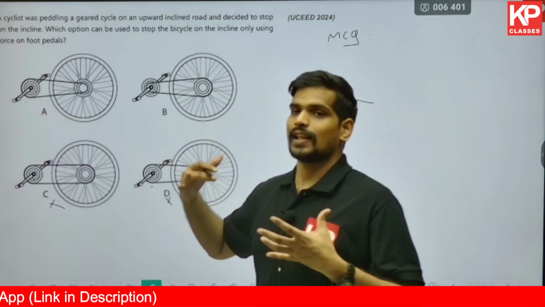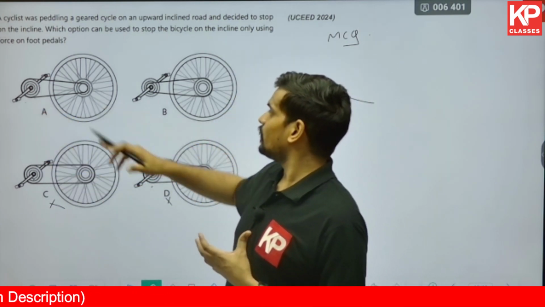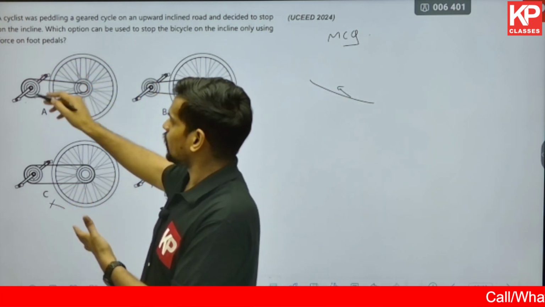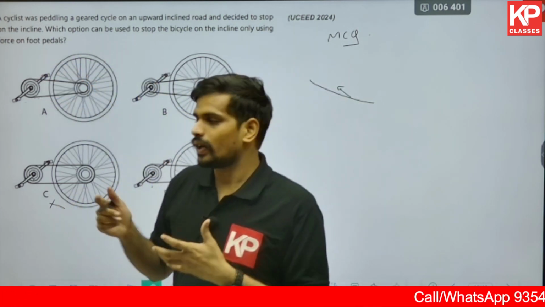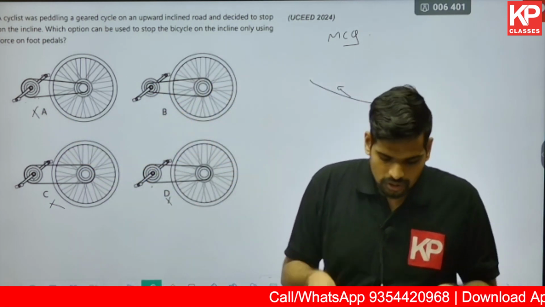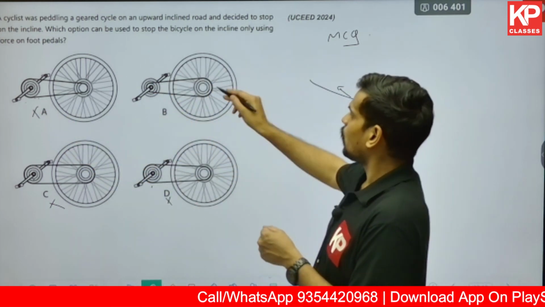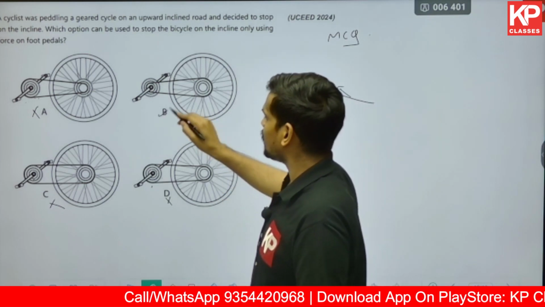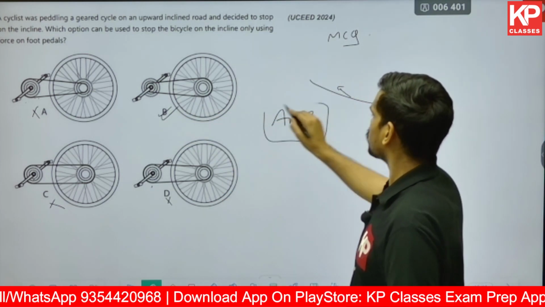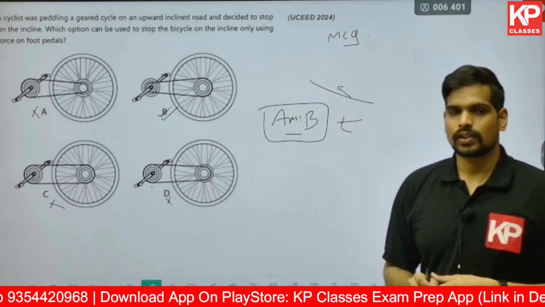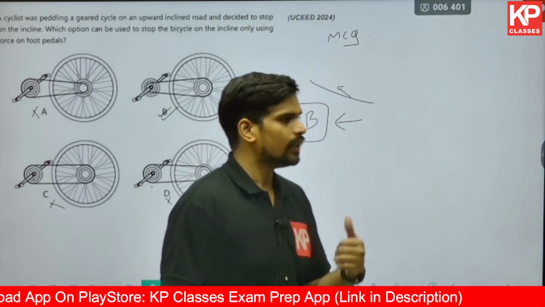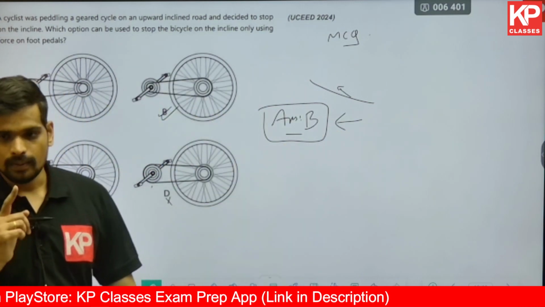Here the driver is large, the driven is small, right? So again the input you're putting in is very high, the output you get is low. That also cannot be the answer. Here the driver is small, the force you're applying is on a smaller gear, the output is larger, the driven is a larger wheel. So the answer for this question will be B. So basically you can stop the bicycle when the driver is small and the driven is large. Just by applying force you can stop the cycle. So the answer for this question will be option B.